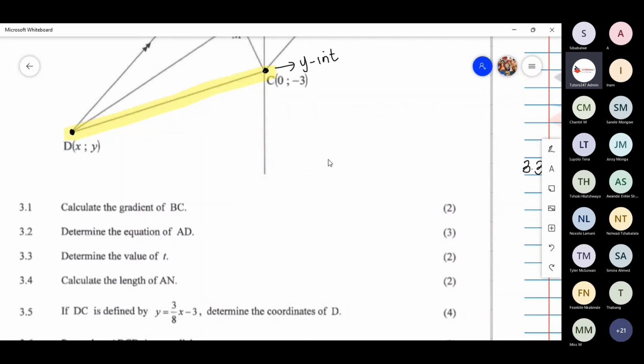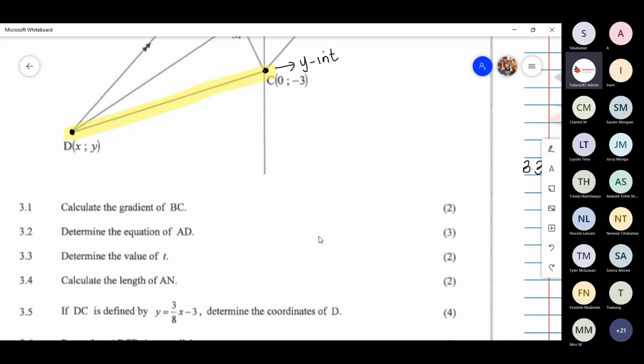Our question stated if DC is defined by that equation, determine the coordinates of D. So this is similar to the previous question whereby we calculated 3.3. Once again, we need to calculate a coordinate. But in this particular question, we're going to use a method that is slightly different.